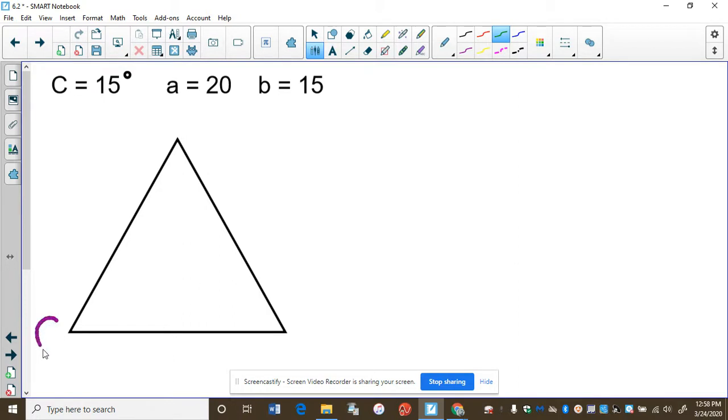So I'll call this angle C. It's 15 degrees, obviously. I'm not drawn to scale here. This is side C. I don't know side C. It doesn't matter which one of these we label as A or B. Okay, but we don't know angle A. We know the side opposite is 20. We don't know angle B, but we know the side opposite is 15.